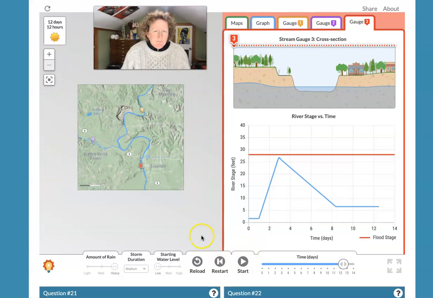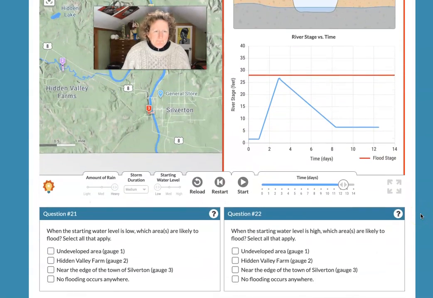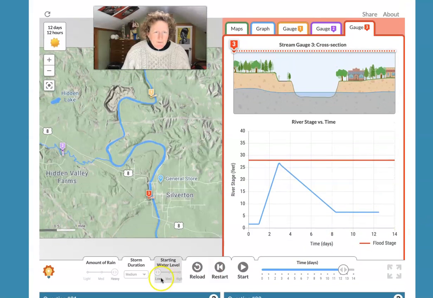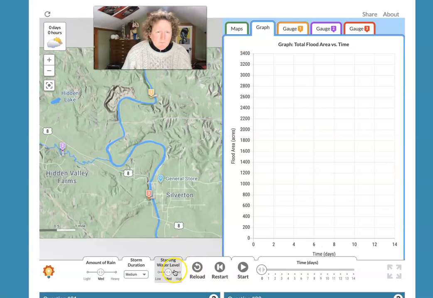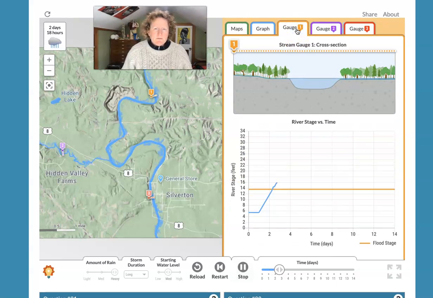So I'm going to stop this. Let's make water level medium here. We'll reload. Water level medium. Storm duration long. Amount of rain heavy. Let's look at gauge 1.